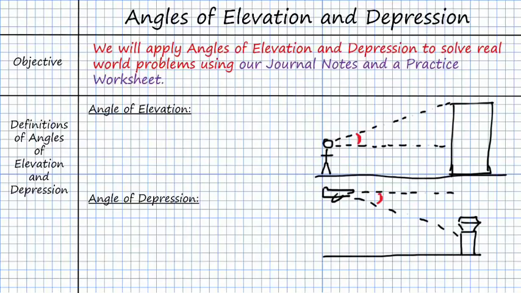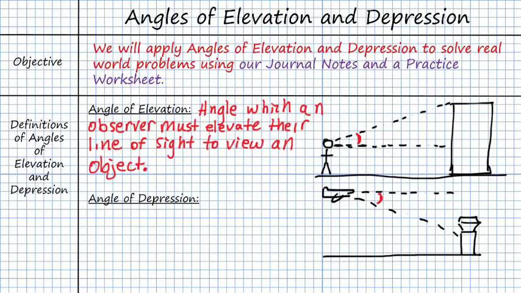So we're talking about a situation where maybe I've got a person here, and I want to figure out the height of this building, correct? So what I'm going to do is measure the angle from when I'm looking horizontally or level to the plane, and then measure the angle which my head must tilt to be able to view the top of the building. So we see that the angle of elevation is that angle which an observer must elevate their line of sight to view an object. So they're changing their entire line of sight by some angle theta.